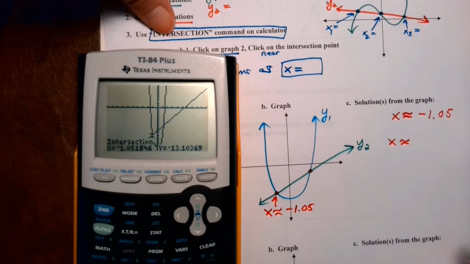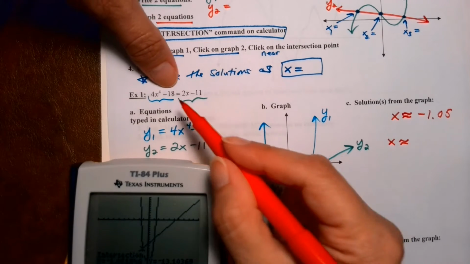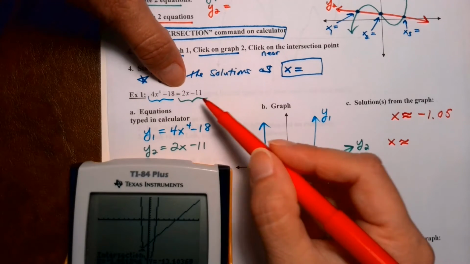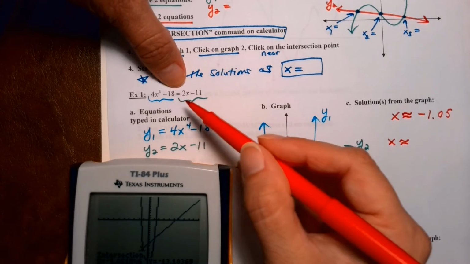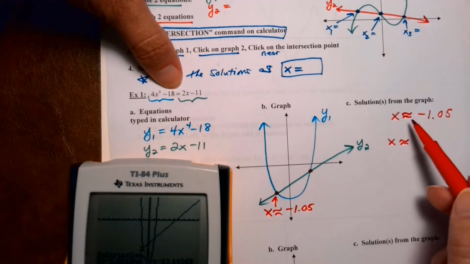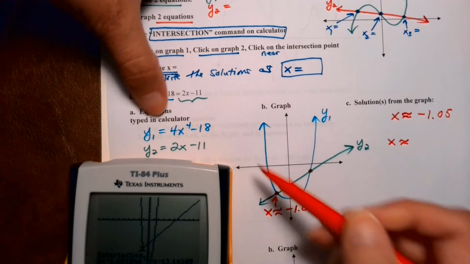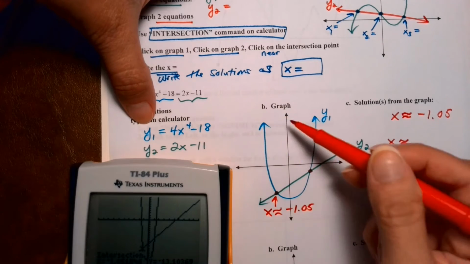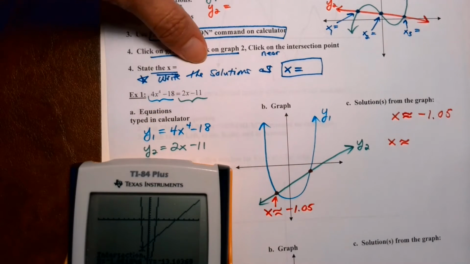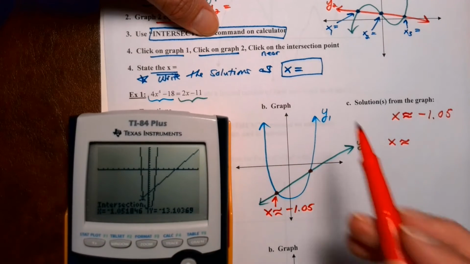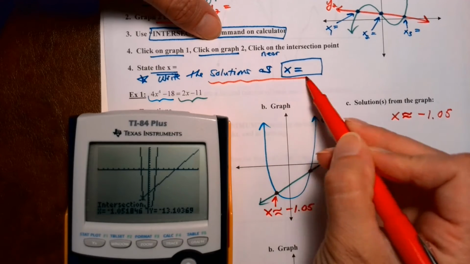All right. I noticed that this equation did not have any y's. When I solve this, you're going to get x equals. And that's what we're getting, x equals. The y values are because I introduced y's to make a graph. Okay, so we don't state y values, we state x values.